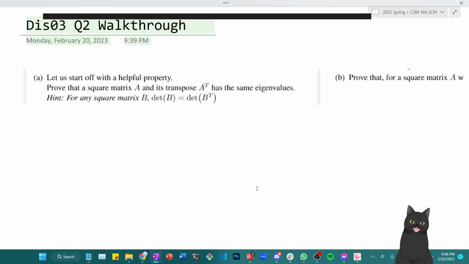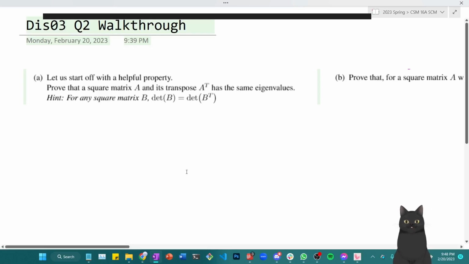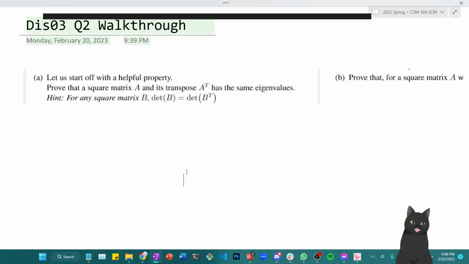Hello everyone, this is CS16A discussion 3 question 2, and we're going to walk through this question called "You can be there or be square." But fundamentally in this question we're going to try to do an eigenvalue proof so that you can learn more about what you currently know in lecture as conservative state transition systems.